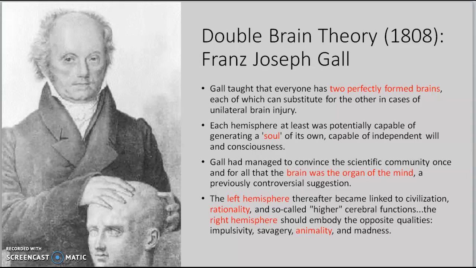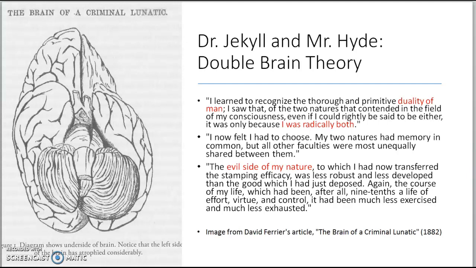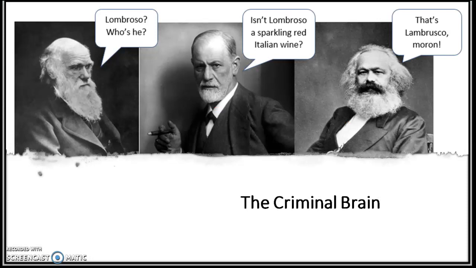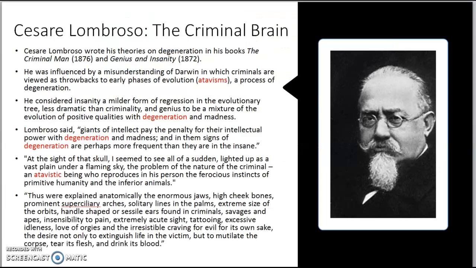So this made them very easily labelable, and scientists sort of grasped onto this and thought perhaps this was a way of identifying problematic people in society, and maybe even criminals in society. We'll definitely see this whole idea of the double brain theory in Dr. Jekyll and Mr. Hyde. The criminal brain comes around then in the latter half of the 19th century, and Cesare Lombroso is responsible for this.